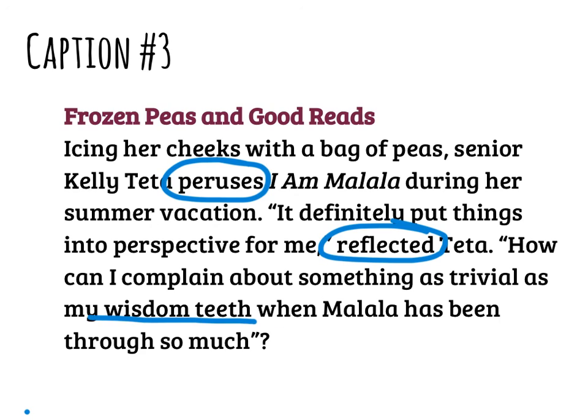And then lastly, of course, this question mark should go inside the quotation marks. Other than that, if you made all those changes, then this caption would probably be pretty effective.